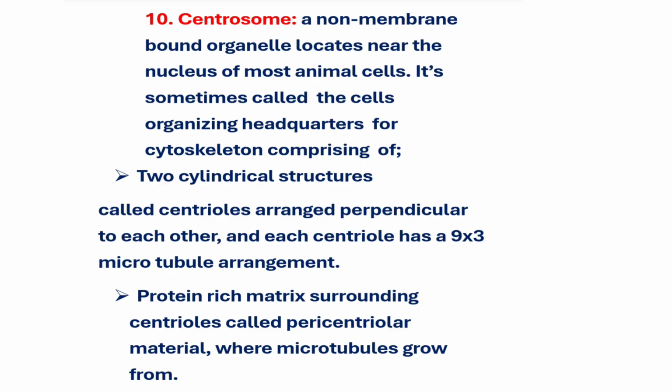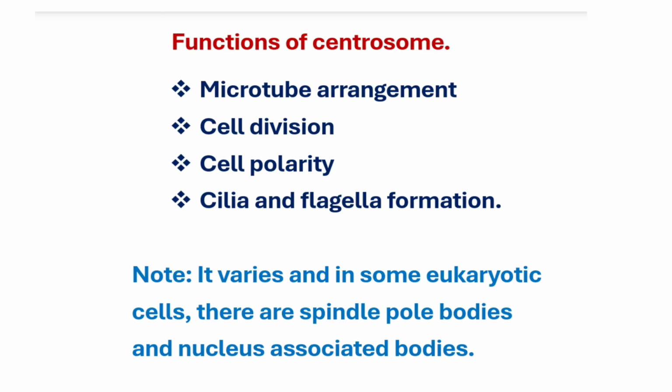It comprises two cylindrical structures called centrioles, arranged perpendicular to each other. Each centriole has a 9 by 3 microtubule arrangement, that's 9 triplets of microtubules. It contains a protein-rich matrix surrounding the centrioles called the pericentriolar material, where microtubules grow from. Therefore, centrioles plus pericentriolar material gives us a centrosome. Functions of the centrosome. Microtubule organization.